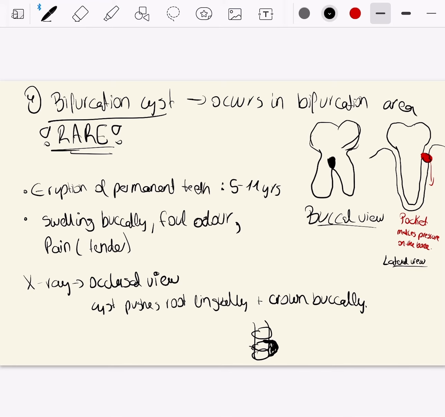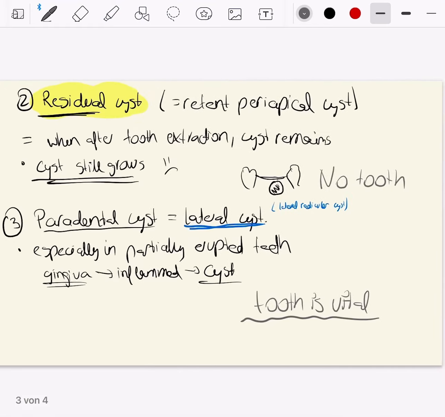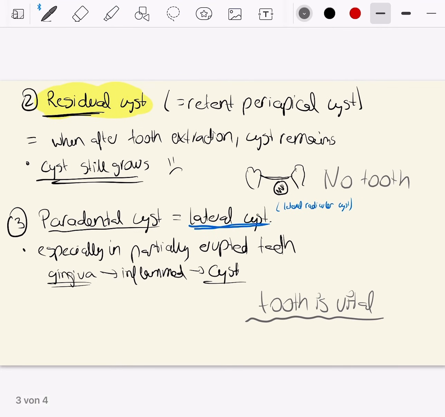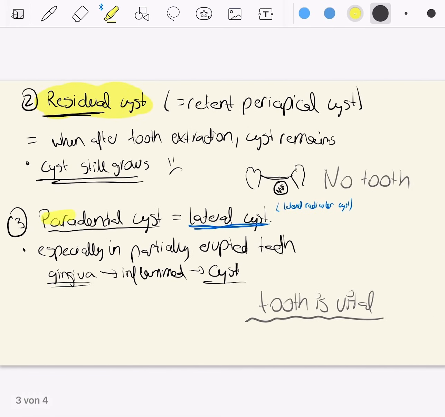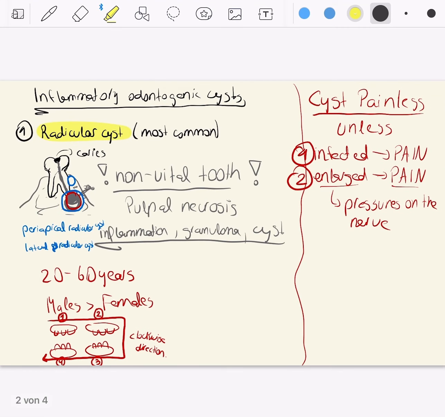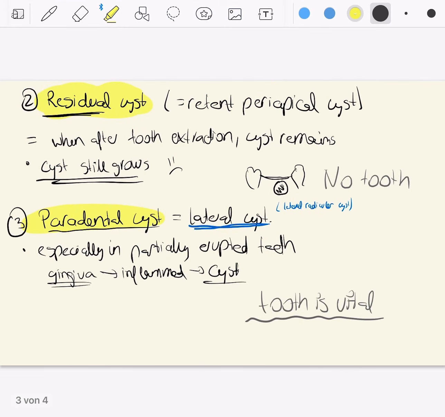What's important to say, the tooth is vital, so we don't have any extraction. It's not related to the pulp. So till now we have two types where the teeth are vital. The bifurcation cyst and the paradental cyst are vital. The residual cyst, we don't have any tooth, and the radicular cyst, the tooth is non-vital.